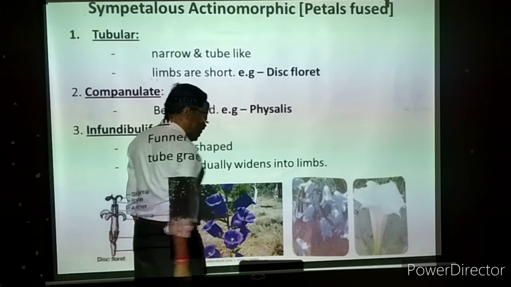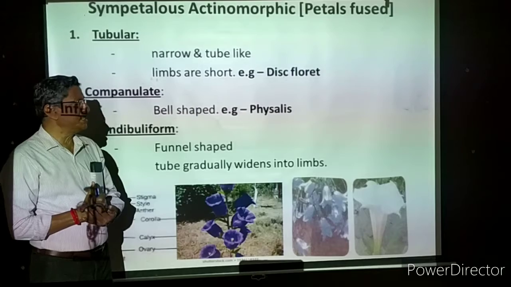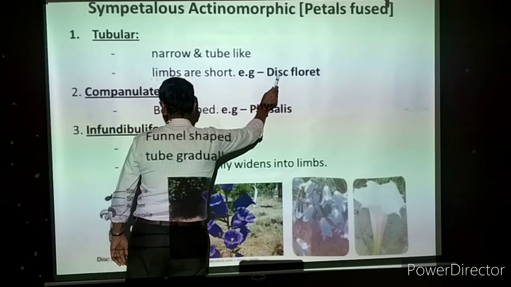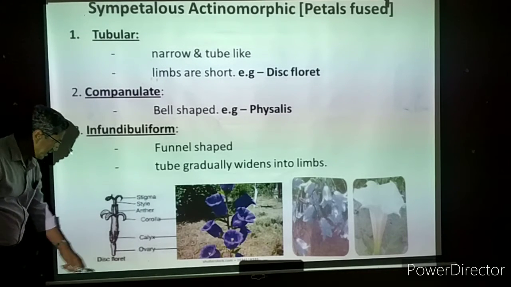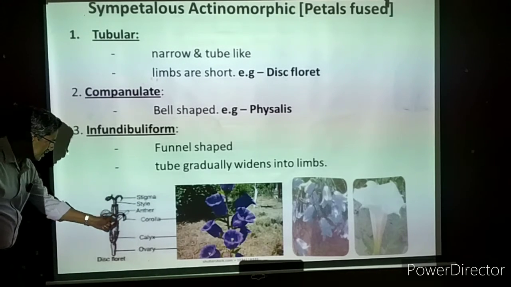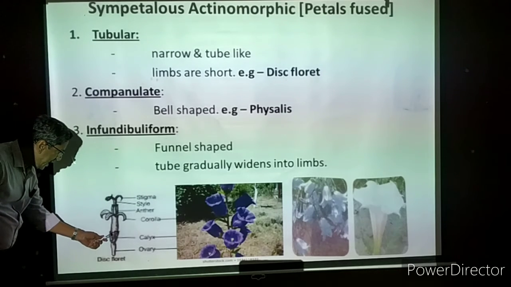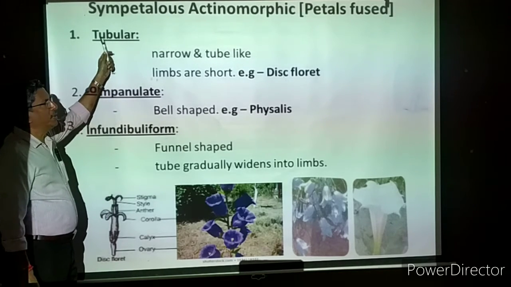Example, disc floret. Already we have studied in the head or capitulum inflorescence that ray florets and disc florets are there. In the disc florets, I am giving the example here, the same for Tridax. Now this is the corolla, you can see that, but internally some parts will be present. Here we are not taking the calyx, only the corolla. The corolla is a long, tube-like structure, that is called a tubular corolla.